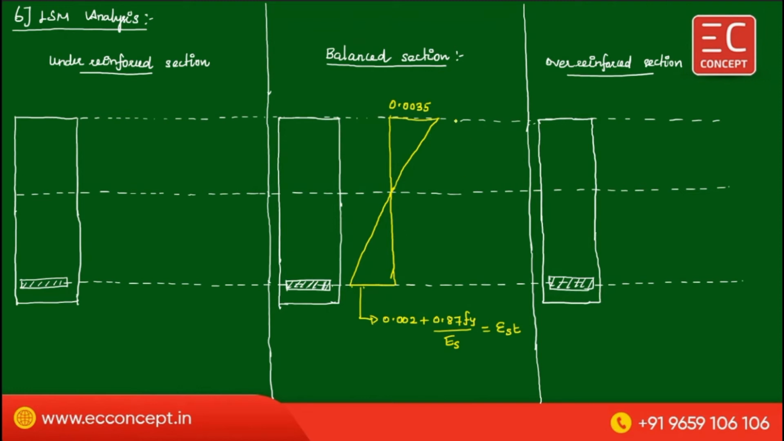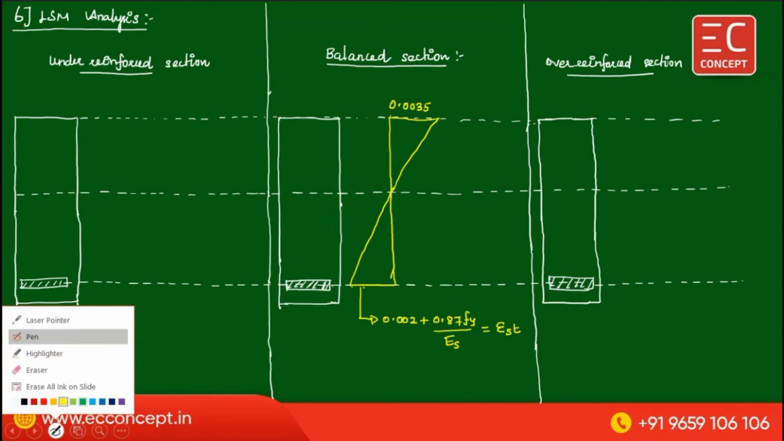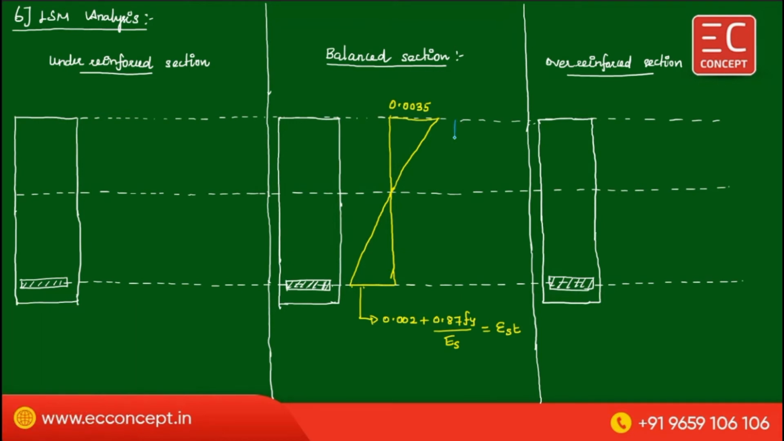Now what is the stress block? The stress block of this is something like that. Okay, this is the stress block. This is the stress in steel. The total force is T. And this is the stress block, the parabolic segment, and this one is the compressive force C. And the distance between this C and T we can take as the lever arm, LA.